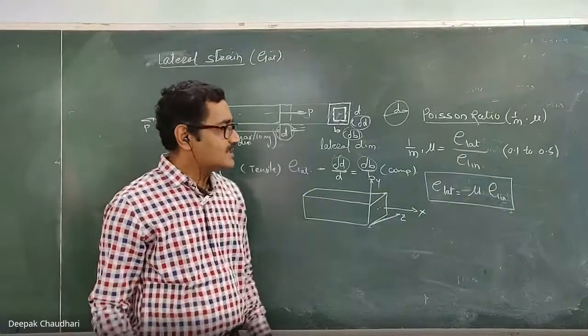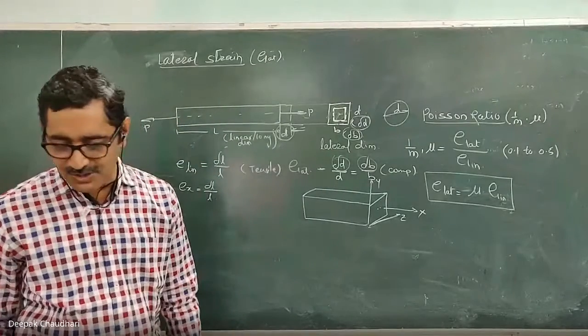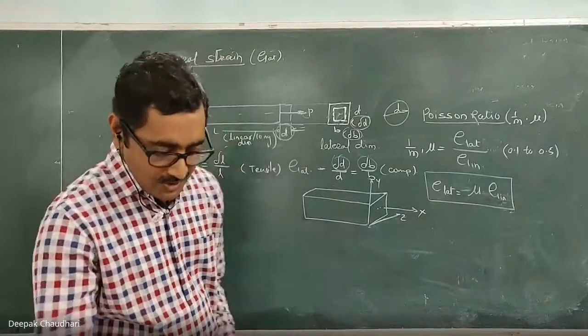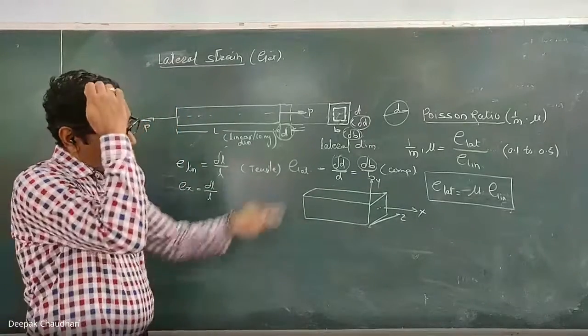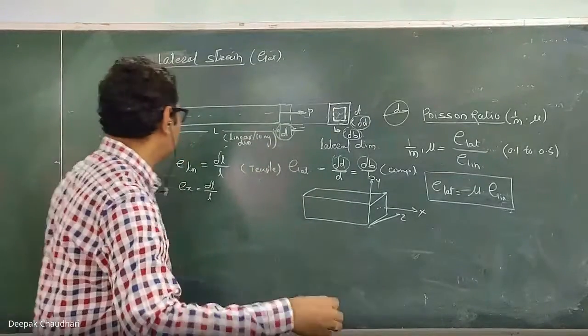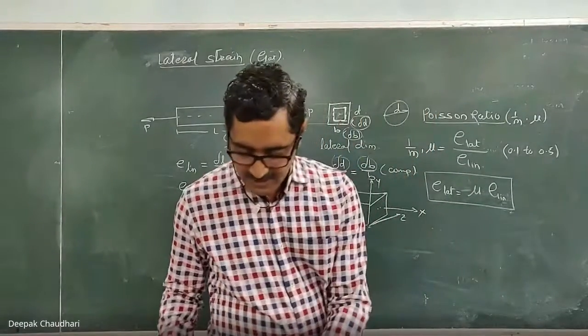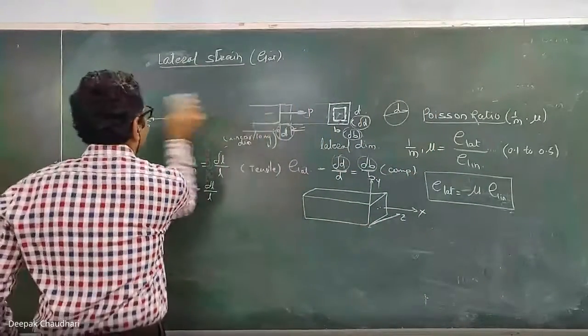Okay, so Poisson's ratio is the ratio of lateral strain to the linear strain. Now next one, now it is important, this Poisson's ratio. Here, its value varies from 0.1 to 0.5. It cannot be greater than 0.5.